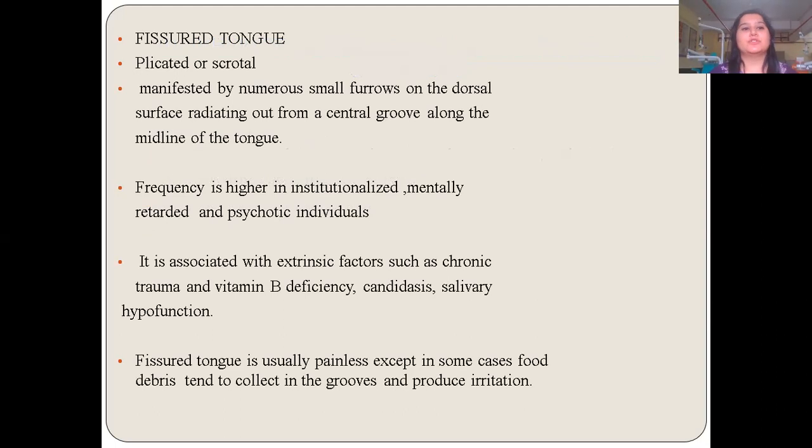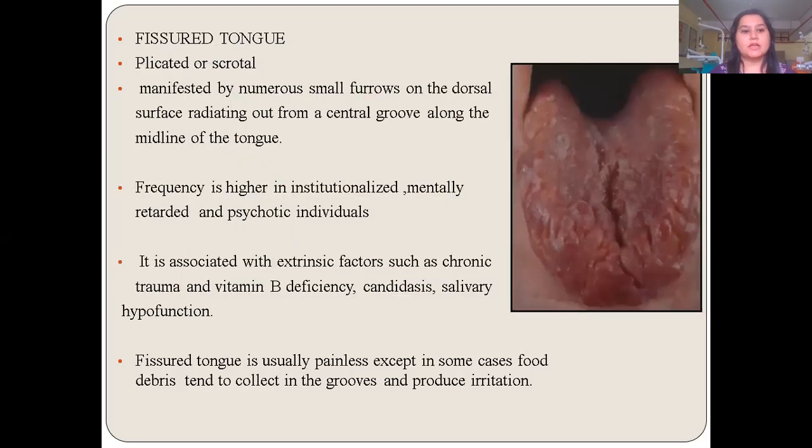Another inherited or developmental disorder is fissure tongue, also called the plicated or scrotal tongue. It is manifested by numerous small furrows on the dorsal surface of the tongue radiating out from the central groove along the midline of the tongue. Frequency is higher in institutionalized, mentally retarded, and psychotic individuals. It is associated with extrinsic factors such as chronic trauma, vitamin B deficiency, candidiasis, and salivary hypofunction.